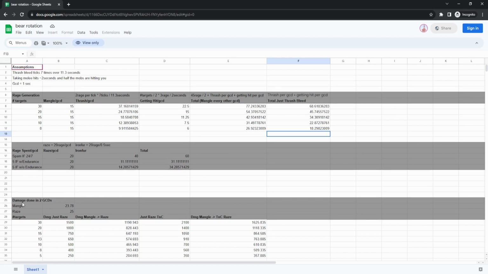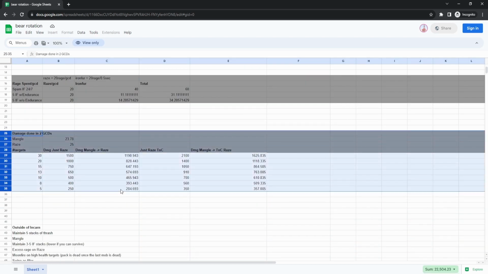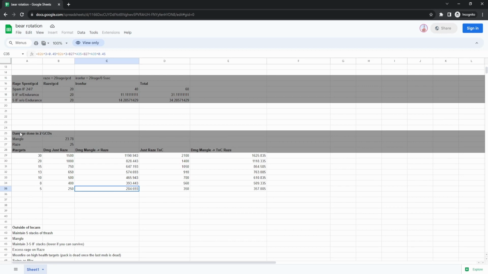Alright, so we're going to combine that all in a bit when we take a look at the damage done when just spamming Raze, when spamming Mangle Raze, and Tooth and Claw Razes. So down here, in this last part, we're going to take a look at damage done in a 2 GCD window. If you have 30 targets and you're just pressing Raze, and I'm assuming for me, my Raze is doing 25k, my Mangle is 23.78k, and this is per target. Mangle will cleave three targets in Incarnation, and then Raze will obviously hit every single target.